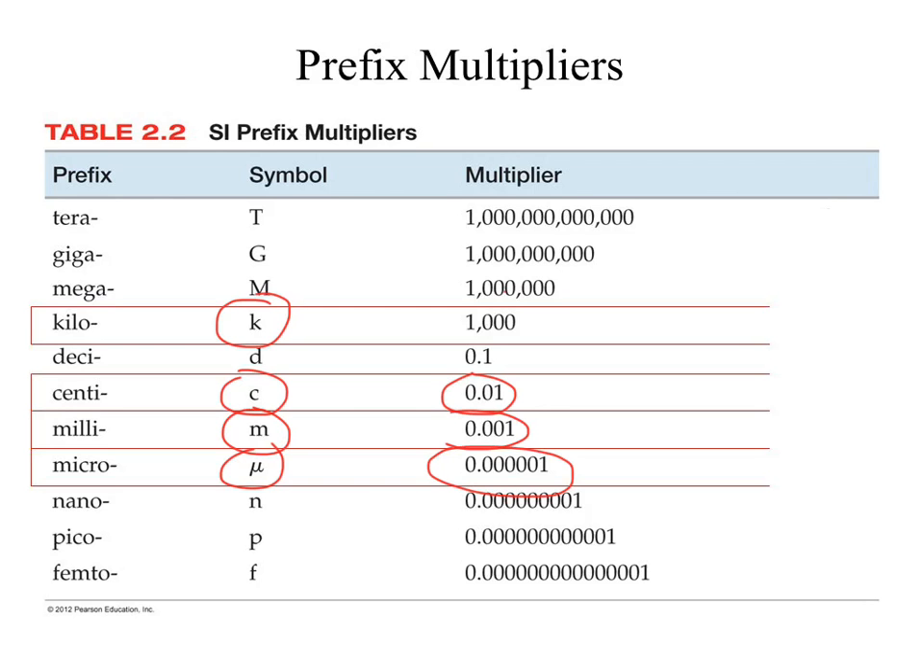The fact that it's 1,000 goes like this. If you have 1 kilometer, that is equal to 1,000 meters. That's how that works.